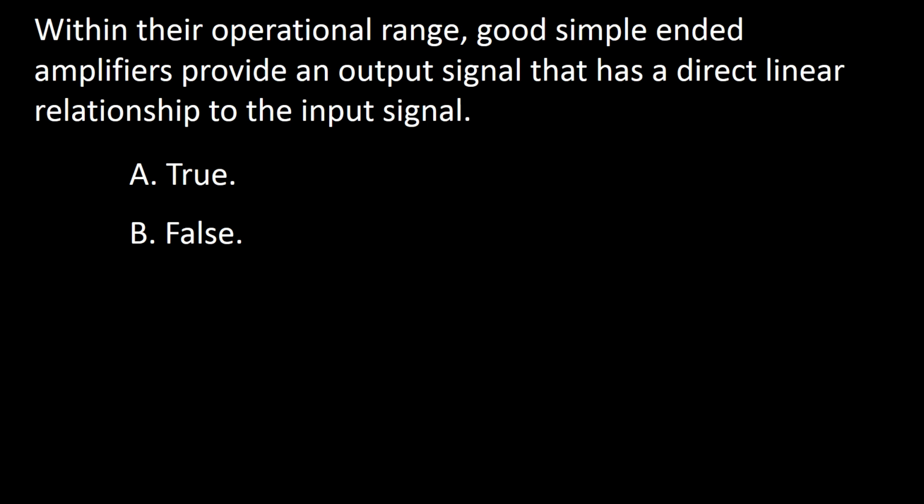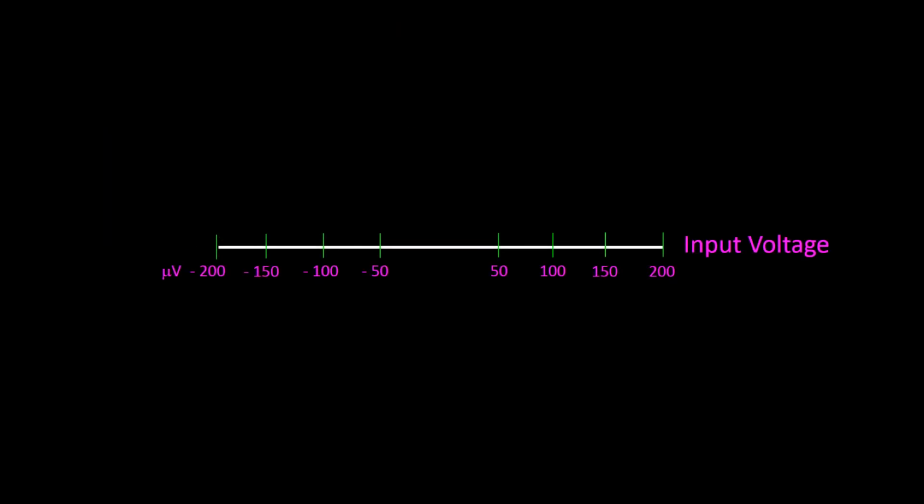Next question. During their operational range, good single-ended amplifiers provide an output signal that has a direct linear relationship to the input. A, true; B, false. This line represents input voltage. As you can see, some of the input voltages have a negative sign on your left, and on the right there is no sign. The absence of sign implies positivity. So as you can figure out, these signs are related to polarity.